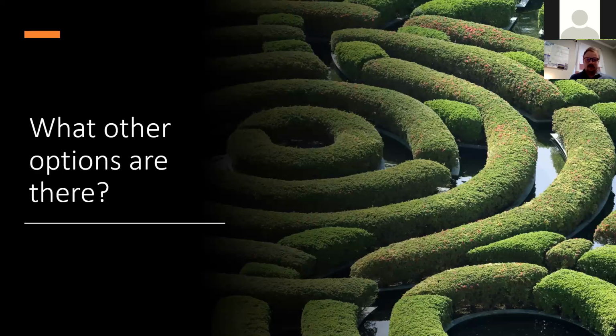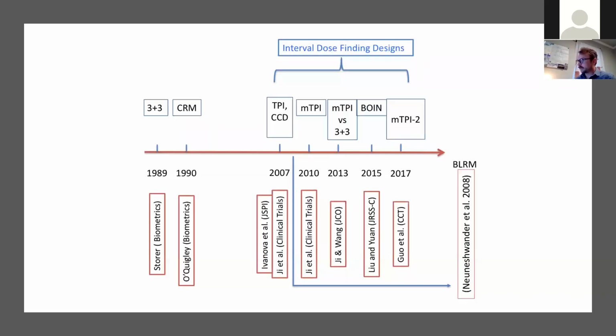So given all these bad things about the 3+3, what other options are available out there? Well, looking at the timeline of publications.